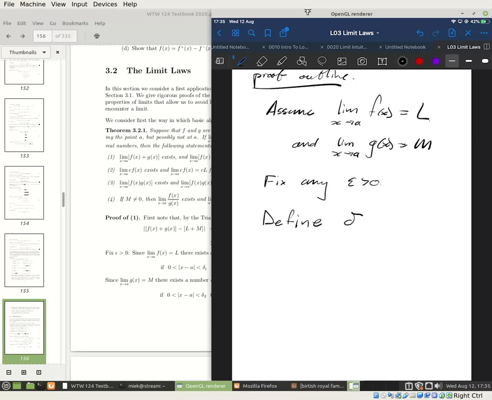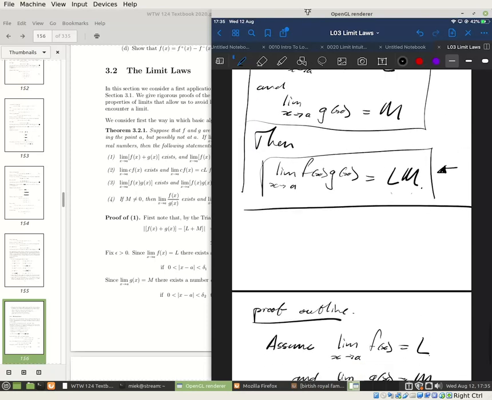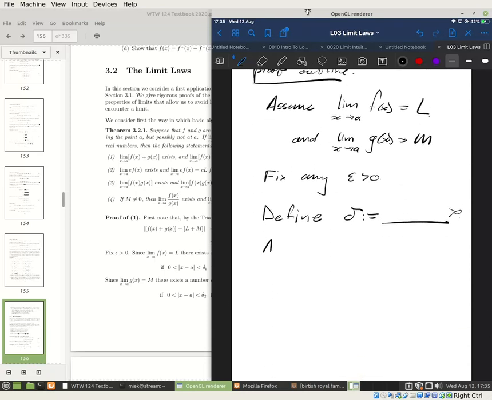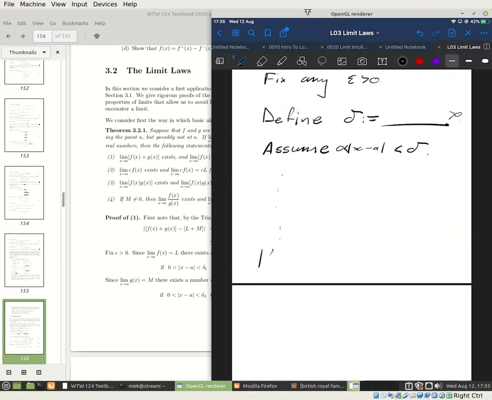Define delta as something, as long as it's bigger than 0, so that under the assumption, so assume that 0 is less than |x minus a| is less than delta. Here we want to do some work, and in the end we want to have that |f of x times g of x minus L times m| is less than epsilon.